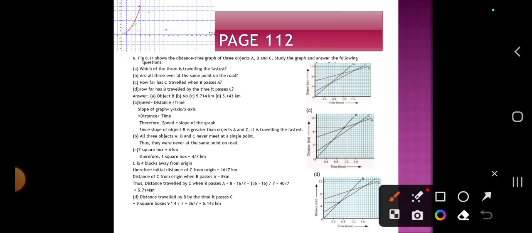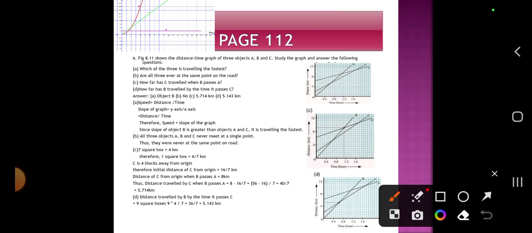Now B. Are all three ever at the same point on the road? Here you can see this is the B, this is the C, this is the A. But none of the cars or objects reaches the same point. They meet at some place, but the three of them are not reaching the same point, is it? So no object is there, so the answer will be no for the B.